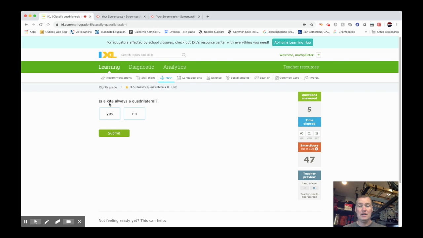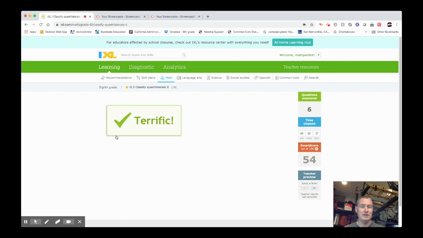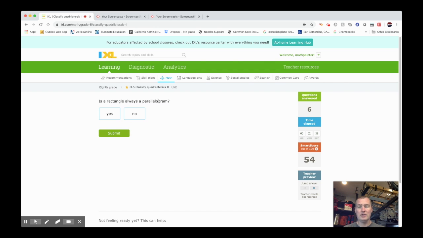Is a kite always a quadrilateral? A kite is absolutely always a quadrilateral, because quadrilaterals are any four-sided object. So yes on that one. Is a rectangle always a parallelogram? A rectangle is absolutely always a parallelogram, because the parallelogram has top and bottom that are the same length, as well as right and left that are the same length.